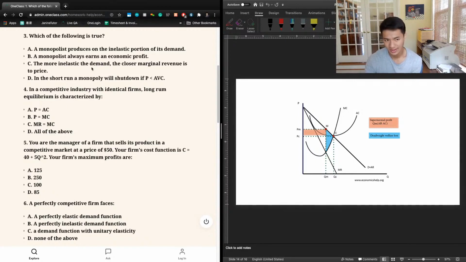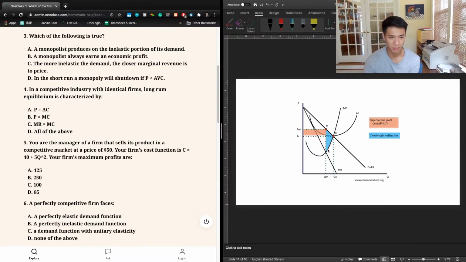C says the more inelastic demand, the closer marginal revenue is to price, and if we put those factors together, that's not necessarily true. Marginal revenue is independent from demand, and so a more elastic demand will have two curves that are closer together. And finally, D: in the short run, a monopoly will shut down if P is less than the average variable cost. And this is true.